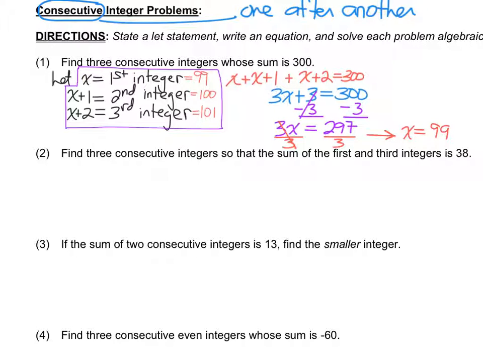Number 2 is just going to reinforce what happened in number 1, so I'm taking this one fresh anyway. Find three consecutive integers so that the sum of the first and the third integers is 38.